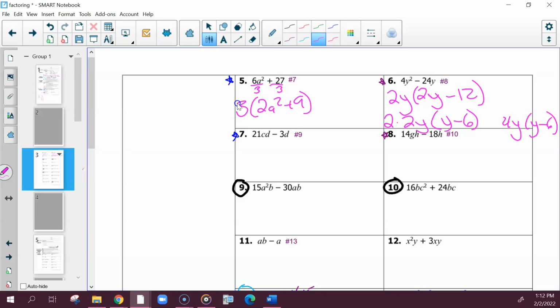We'll do 7 and then we'll jump to some other ones. For 7, what would our GCF be? Just 3? Could we take out a variable too? Which one? D, because they both have a D. If we were to take 3d out of both of these, or divide both of these by 3d, what would we get? 7. Minus 1.